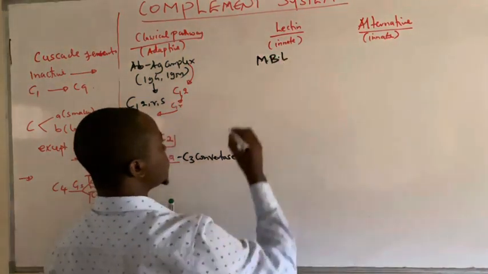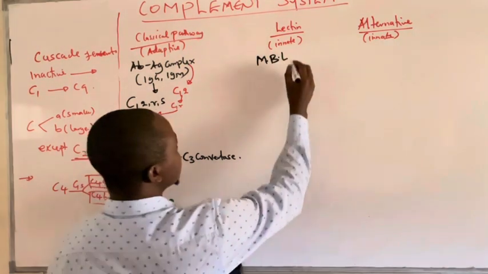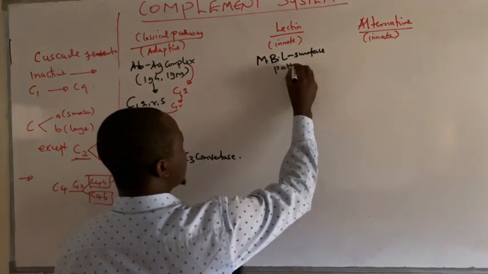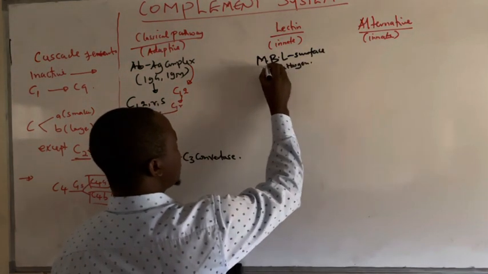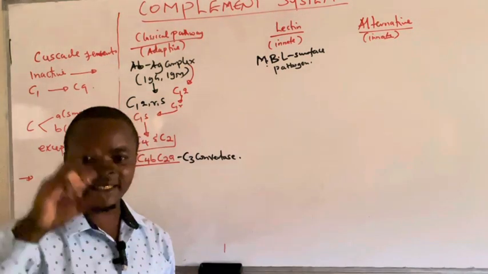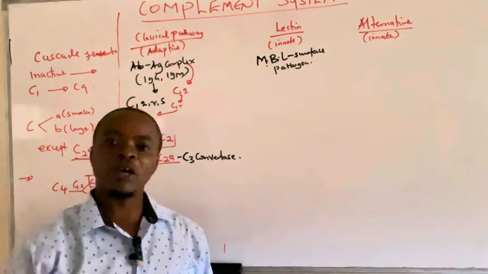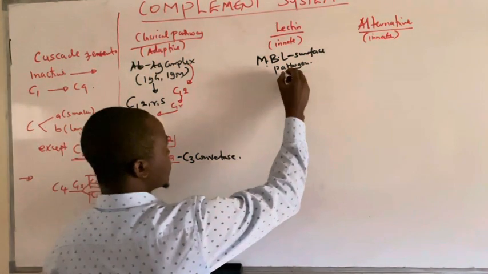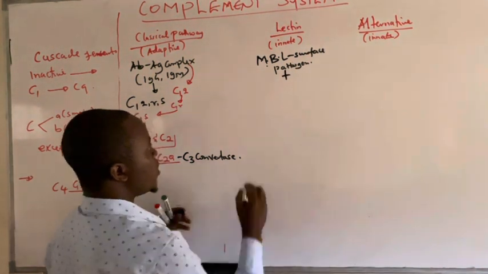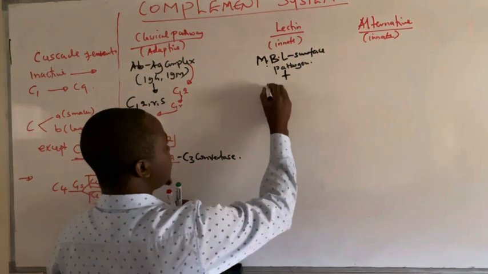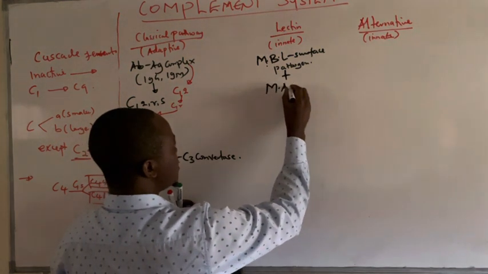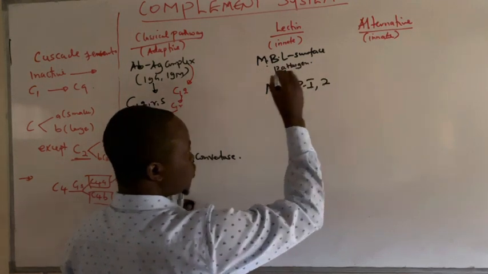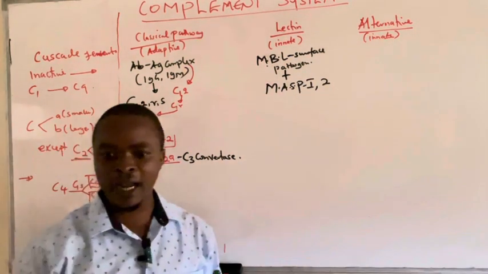Then the lectin binding pathway is triggered by mannose binding lectin, MBL, on the surface of pathogens. Whenever there is a pathogen invading the body, we see mannose binding lectin going onto the surface of the microorganism. When it reaches the surface, it will bind and activate mannose-associated serine protease type 1 and type 2, what we call MASP1 and MASP2.